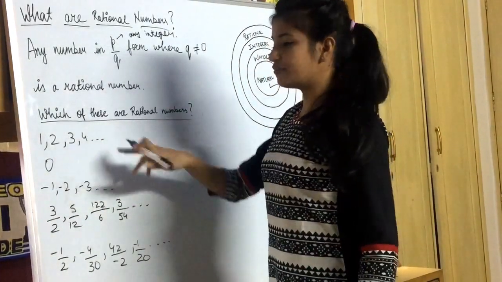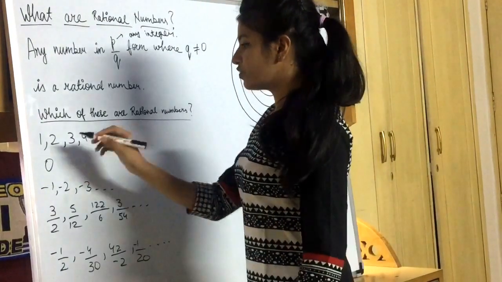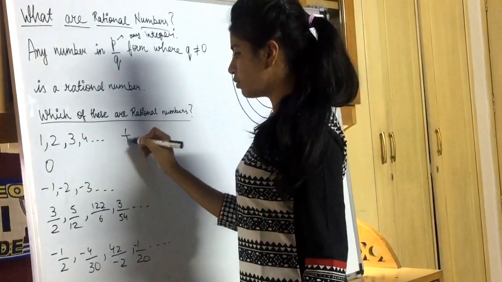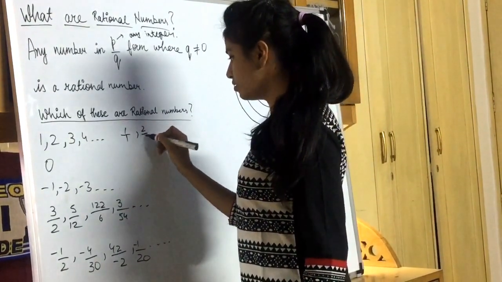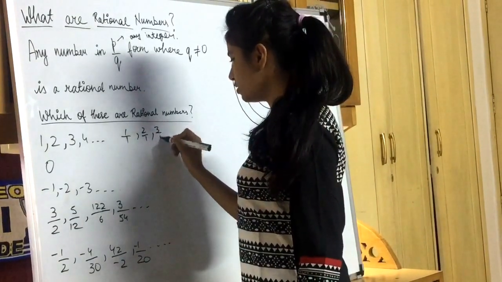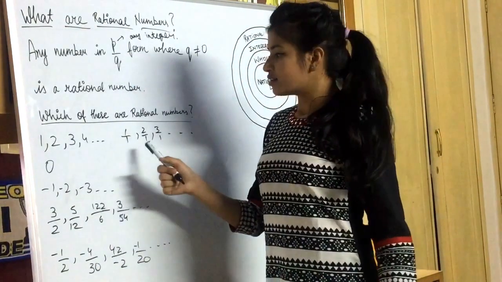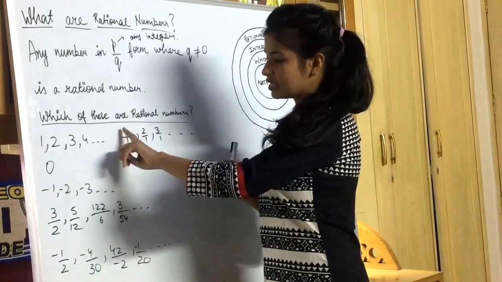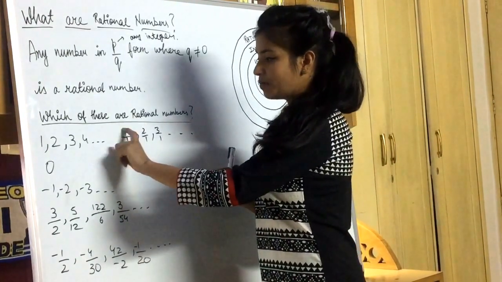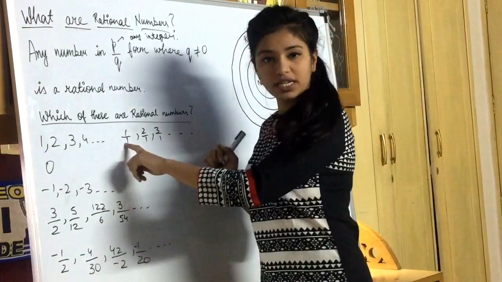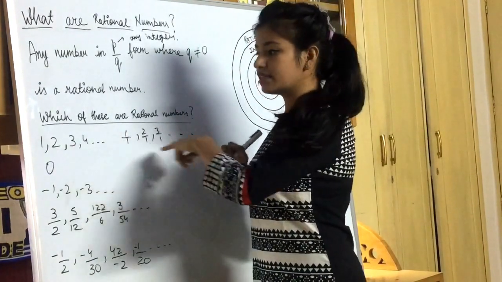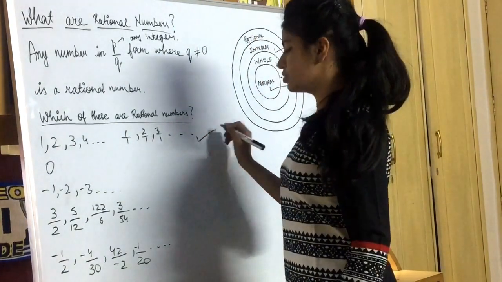Now 1, 2, 3, 4 till infinity. So what we see is we can write 1 as 1 by 1, 2 as 2 by 1, 3 as 3 by 1 and so on. So here we can write 1 as p by q where p is an integer and q is not equal to 0. So 1, 2, 3 till infinity are rational numbers.